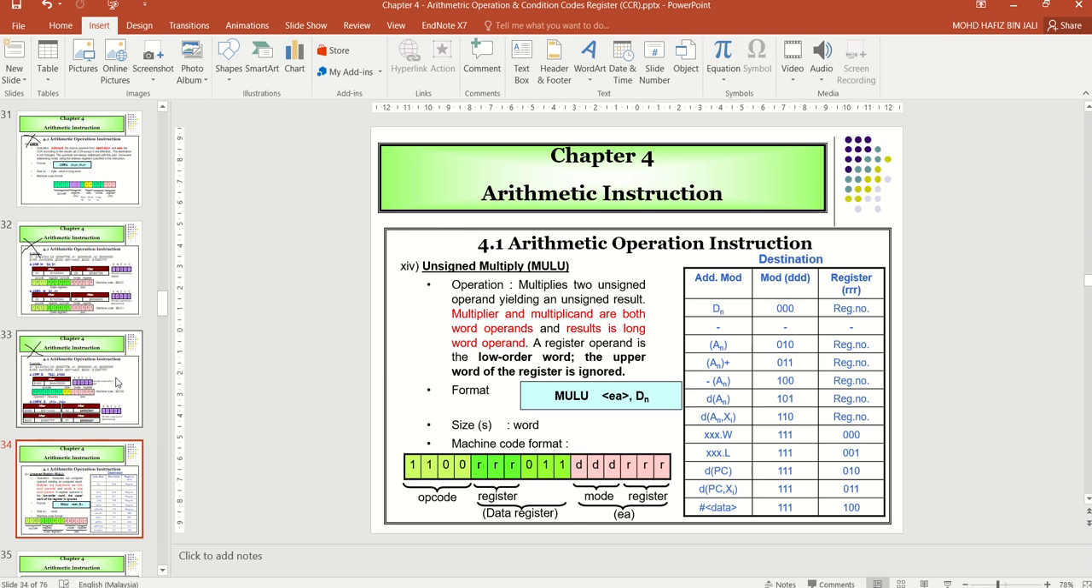Okay, so unsigned multiply, MULU. What is unsigned multiply? MULU multiplies two unsigned operands yielding an unsigned result. Multiplier and multiplicand are both word operands, and the result is a long word operand. A register operand is the low order word. The upper word of the register is ignored. So what is the meaning of this statement?